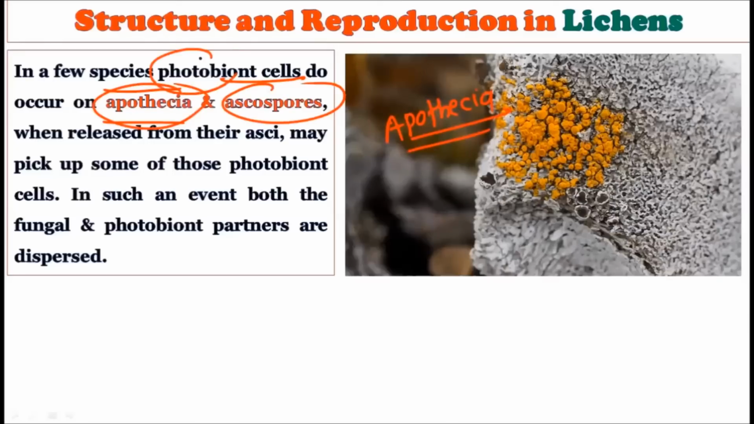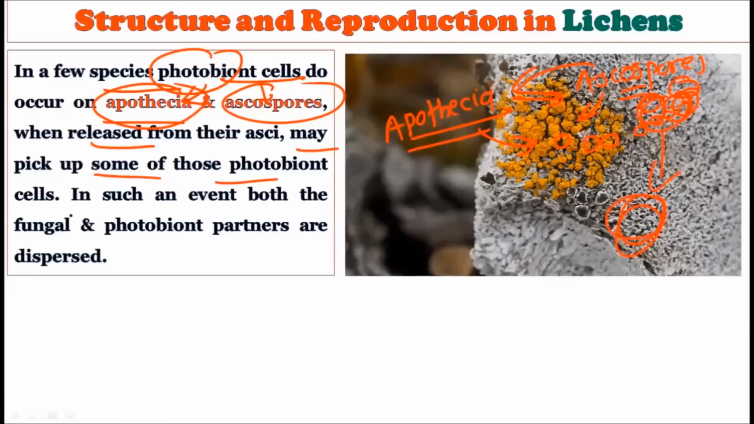Okay, so photobiont cells are also present on this apothecia, and the ascospores, when released from this apothecia, at the very same time the photobiont cells can also be picked up by these ascospores. The photobiont cells are also liberated along with the ascospores at the same time. So these ascospores capture this photobiont cell and quickly germinate to create the new thalli.